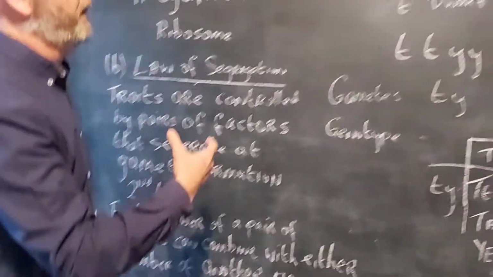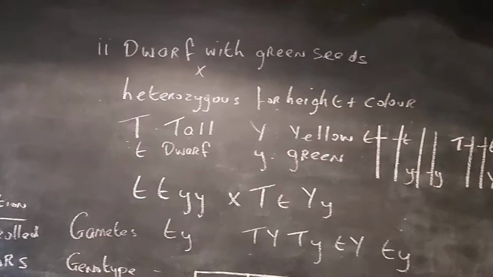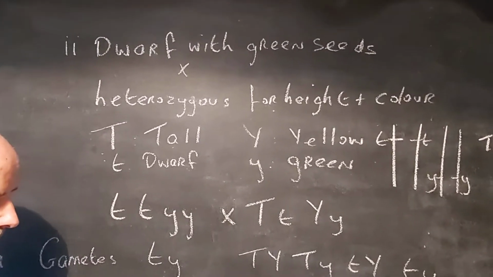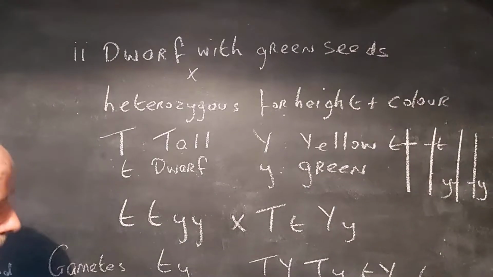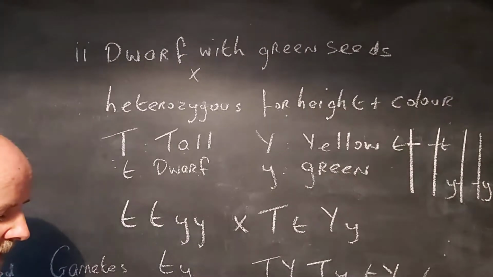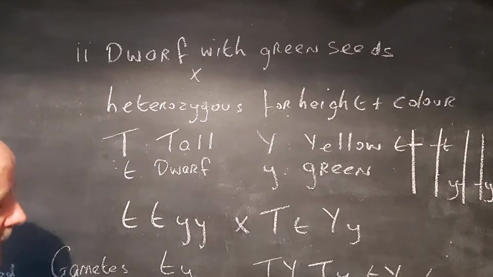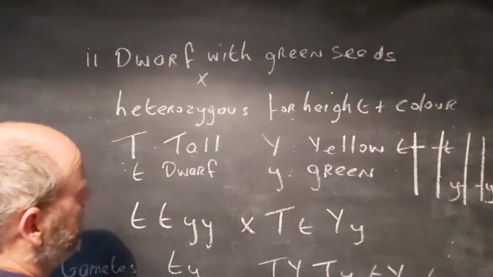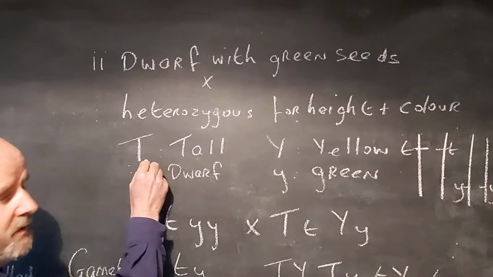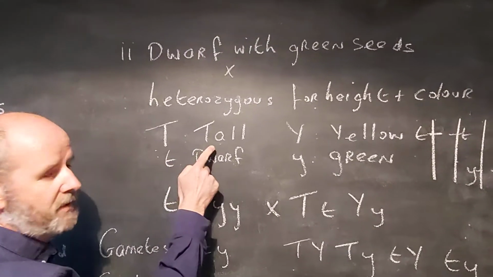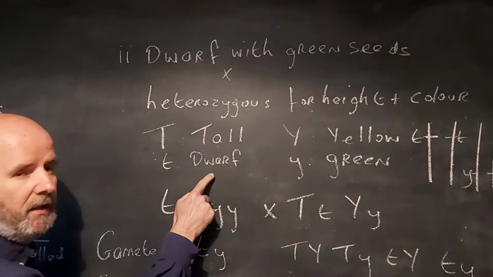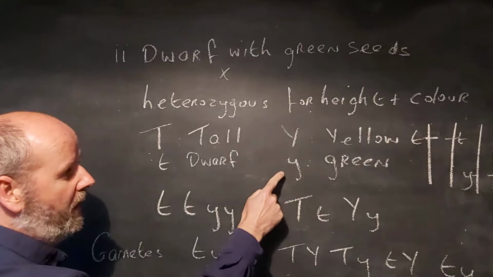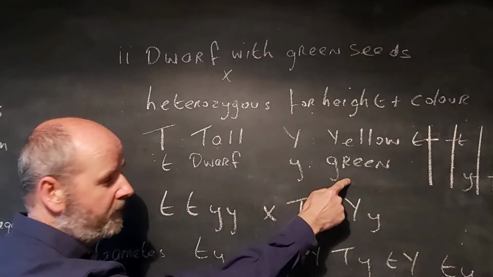Now moving on then to the particular question. The question on the paper was: a dwarf pea plant with green seeds was crossed with a plant heterozygous for both height and seed colour. What you need to do first of all is write down with your hand: big T is tall, small t is dwarf, big Y is yellow, and small y is green.